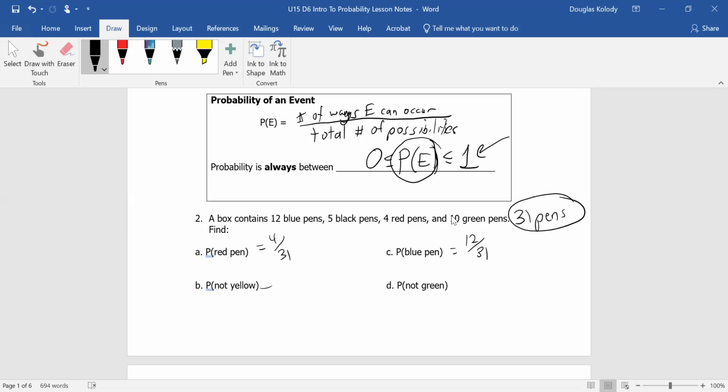What's the chances that it's not yellow? Wait a second, are any of the pens even yellow? No. So all of the pens are not yellow. So that's just 31 out of 31, or 1. What's the chances that it's not green? Well, if 10 of the 31 pens are green, that means 21 of the 31 pens are not green. And that's it.